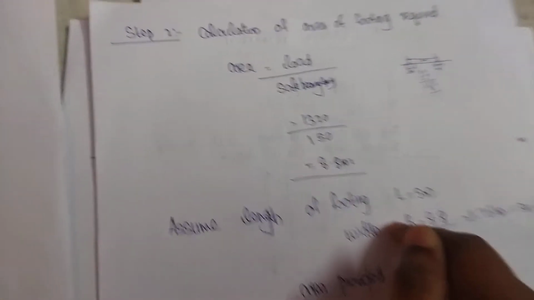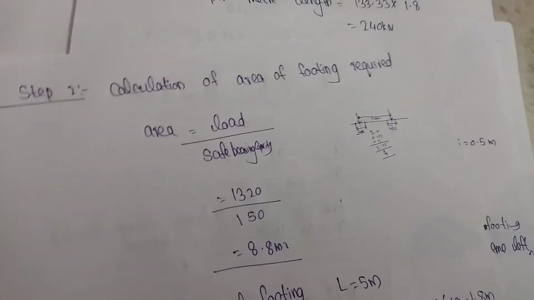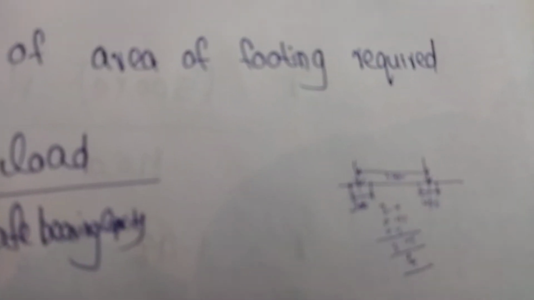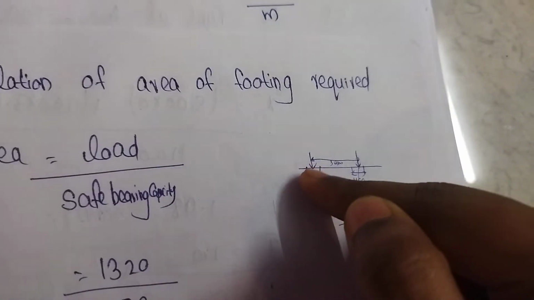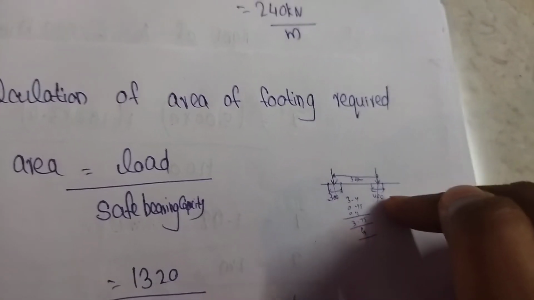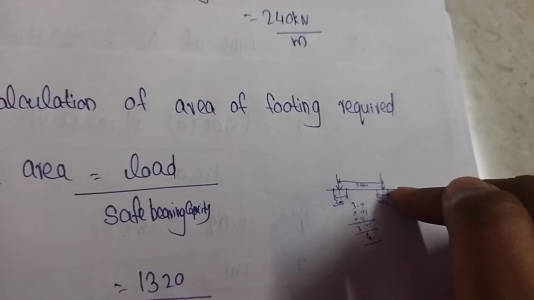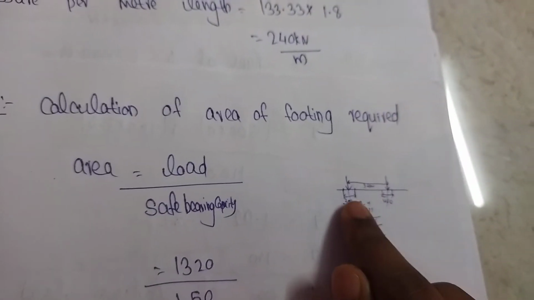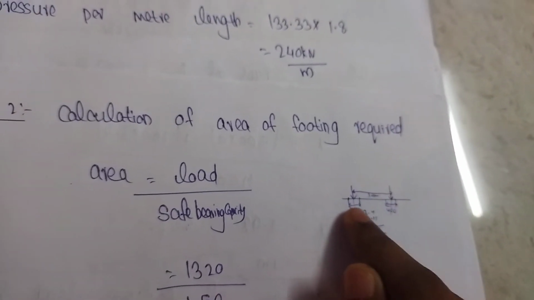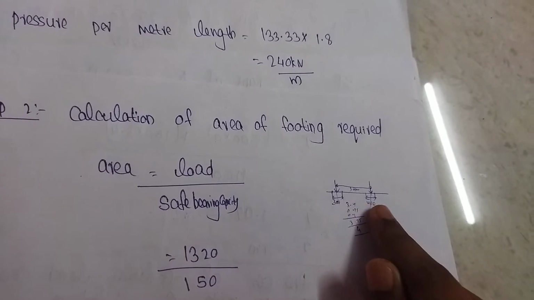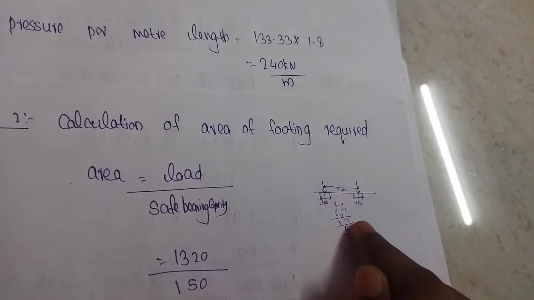Now we want to assume the length of footing. How to assume it? Assume this is column A and this is column B. The size of column A is 300, column B is 400, and the center to center distance is 3.4 meter. So 3.4 meter plus the remaining portion, that is half of each column, 0.15 and 0.2. That gives 3.75, round to 4.